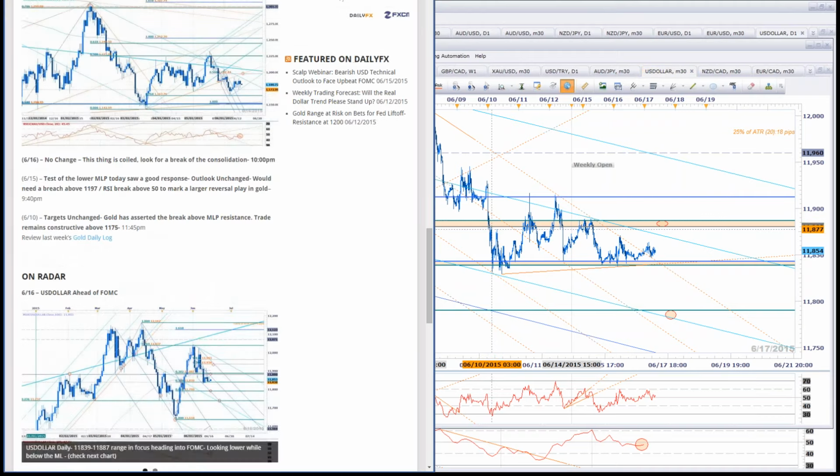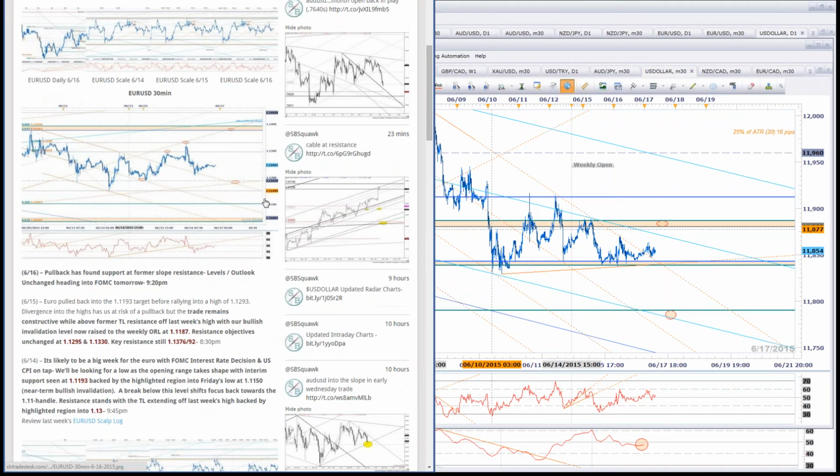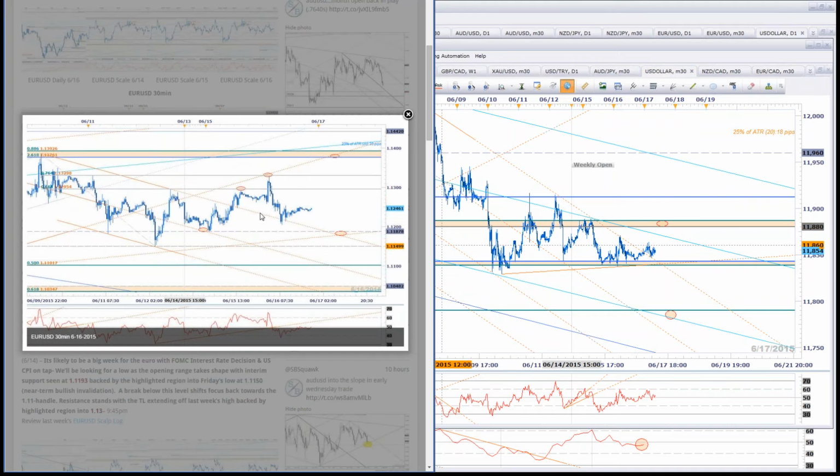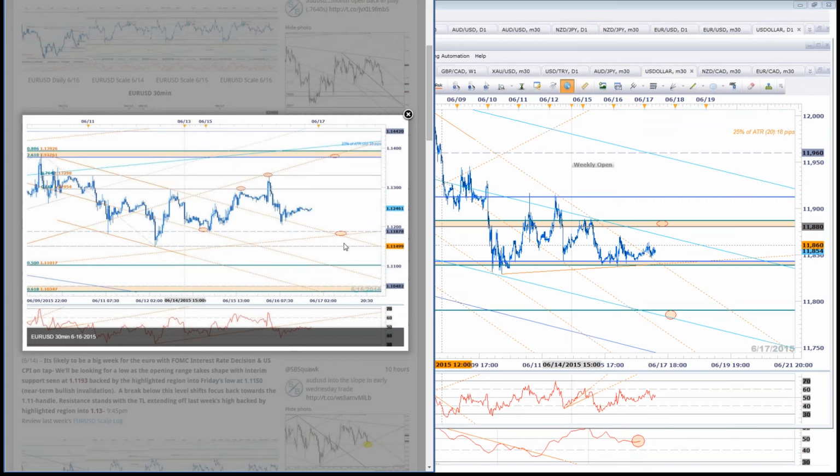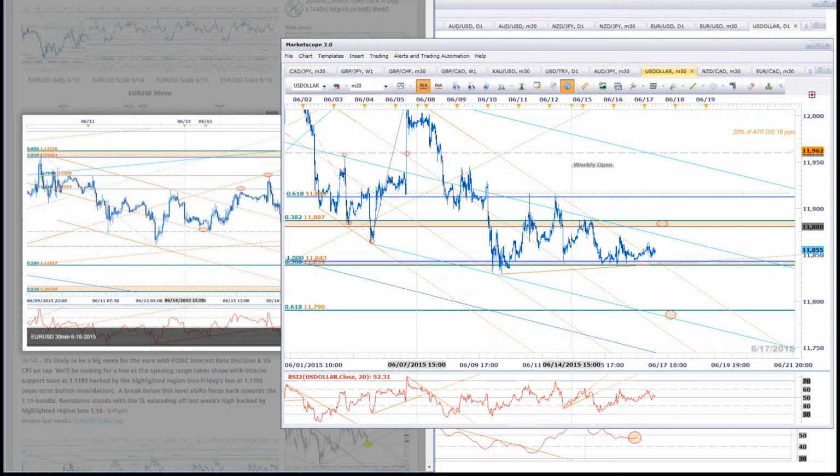All right. So we're going to skim through euro real quick. I don't think there's any plays here for us yet. This is what we looked like last night. Again, the near-term bullish invalidation level is going to be the weekly opening range low. That hasn't changed since Tuesday. And of course, former trendline resistance, now support. Another slope off the lows there. Nice convergence just below that 1187 level. Here's what the euro looks like now.